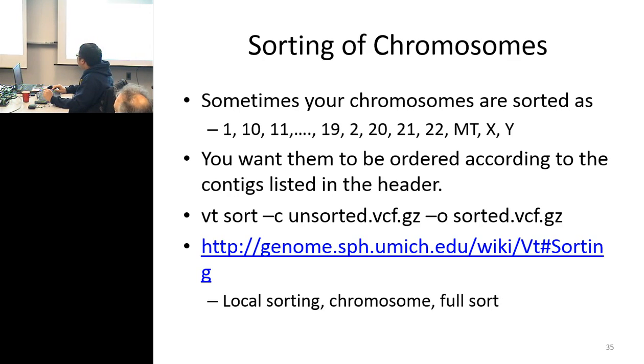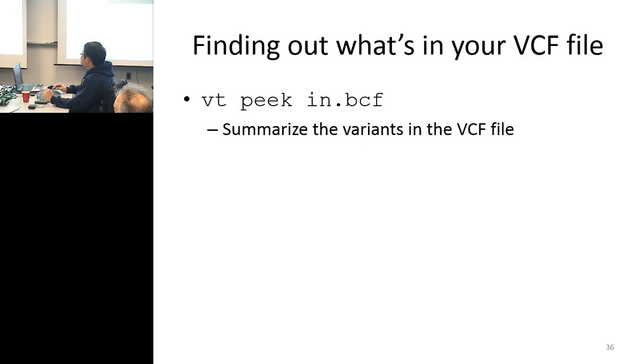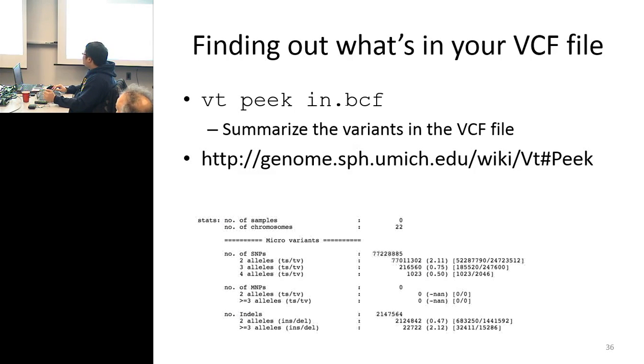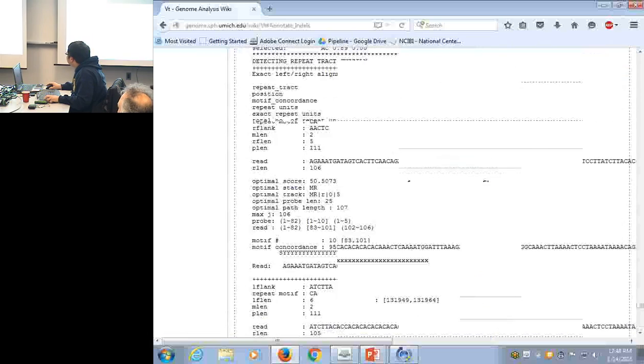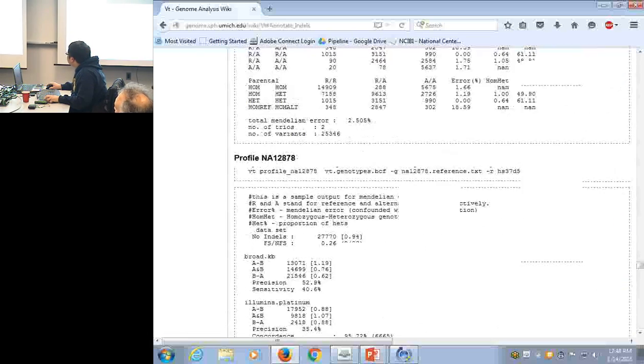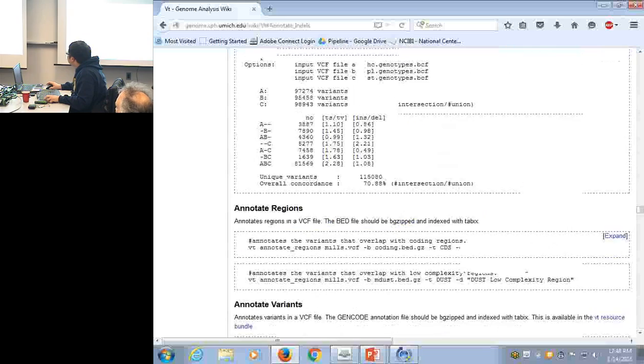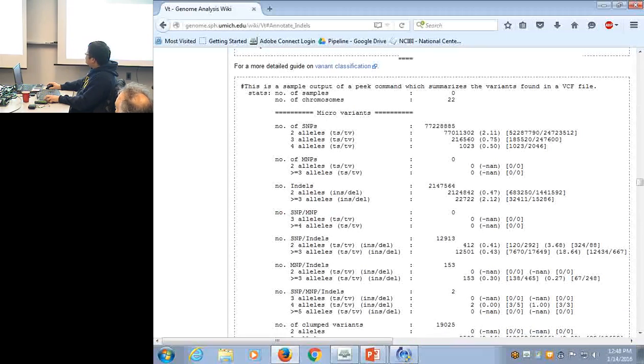Another thing is that for VCF files, sometimes you want to know what's in them, especially when you get them from new variant callers. I have a tool called Peek, and what it does is summarize all the variants: SNPs, MNPs, indels, and a whole bunch of others. I want to show you a little bit more on that. Okay, so this is a full list.